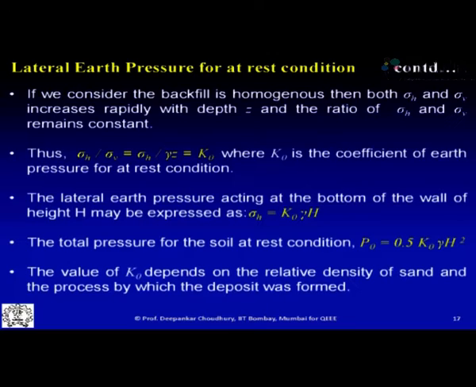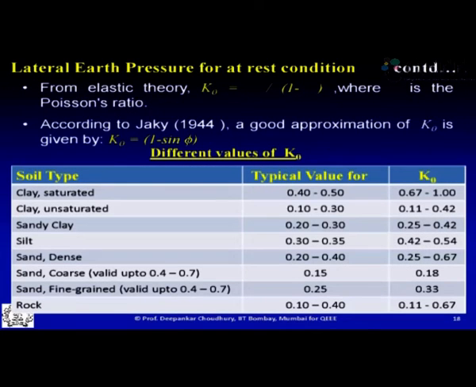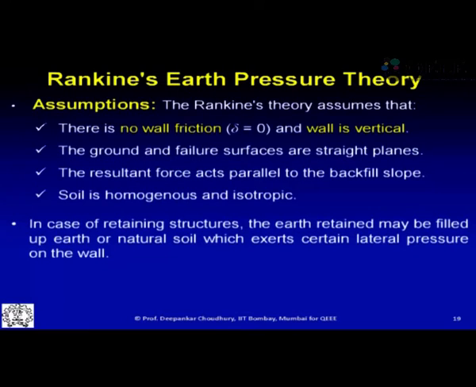Now let us come back to the slide here, which shows, from elastic theory or theory of elasticity, K naught is mu by 1 minus mu, where mu is the Poisson's ratio, and according to Jaky, a good approximation one can find is K naught equals 1 minus sine phi. All these are for only normally consolidated soil. So these are various values of K naught where all are less than 1, you can see, for the normally consolidated soil.